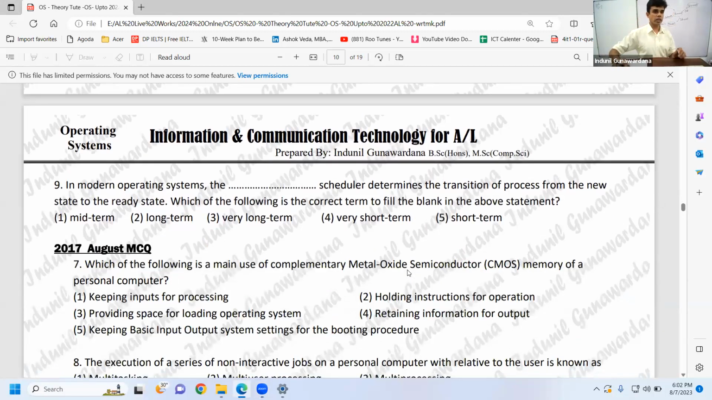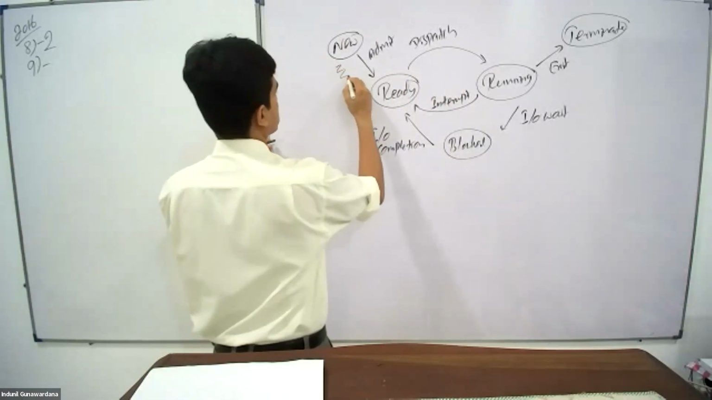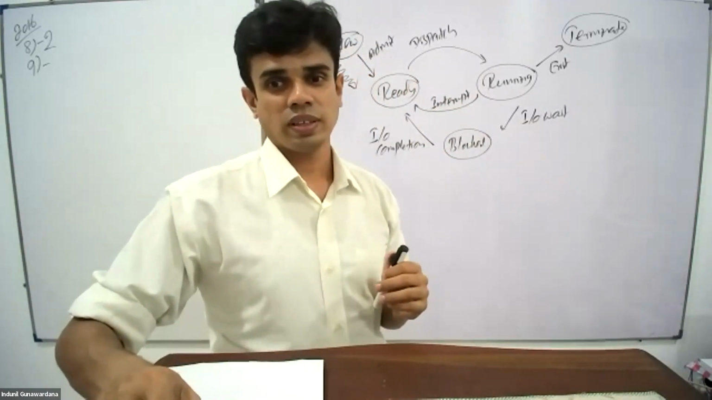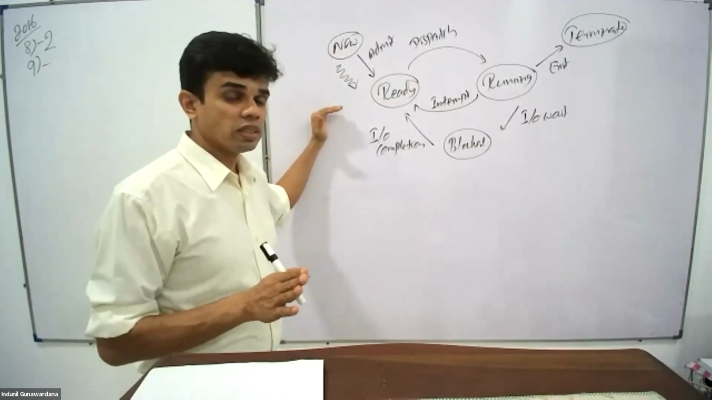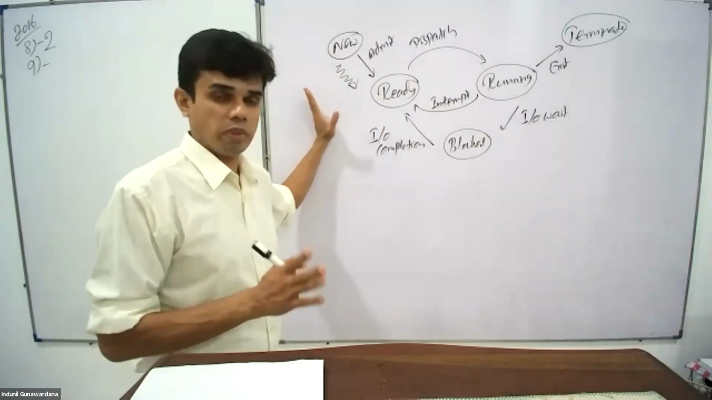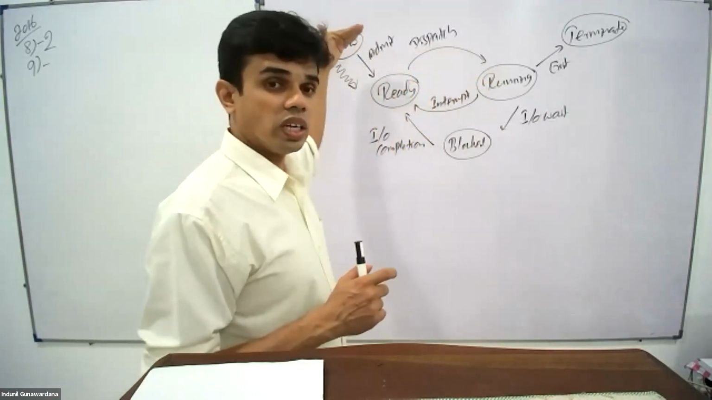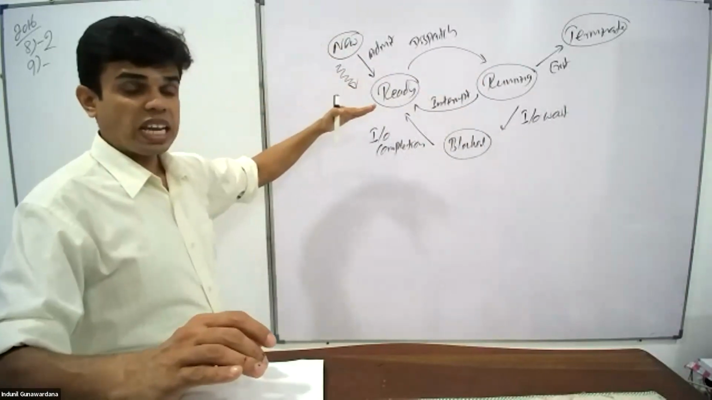Then the next question is question number 9. We have only 2 MCQs still. In modern OSs, the scheduler determines the transition of process from new state to the ready state. They focus on new to ready, this transition. What is the scheduler we use? Short-term scheduler, mid-term scheduler, or long-term scheduler. Mid-term is the transition between virtual memory and the main memory. Short-term is very little time, ready to running. Long-term means unpredictable time, or taking very long time. So new to ready takes unpredictable time.